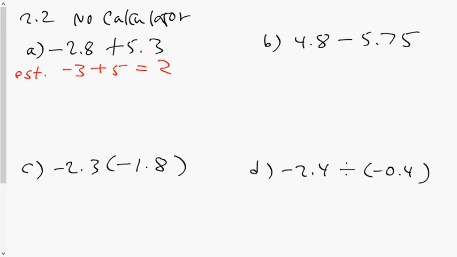If I think how I did this, I really say, well, what do I have more of, positives or negatives? I have more positives. How many more was the difference between them? Really what I did is I did 5 take away 3 is 2. And since they're positive, my answer is positive 2. That's how I did the estimation in my head.